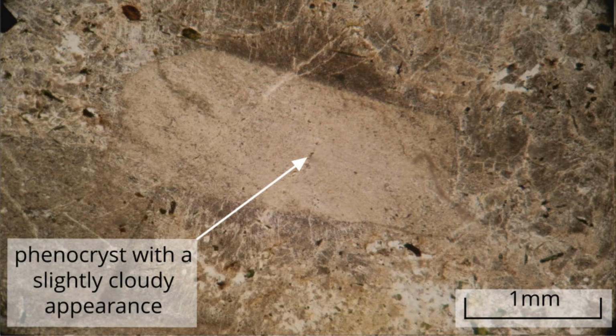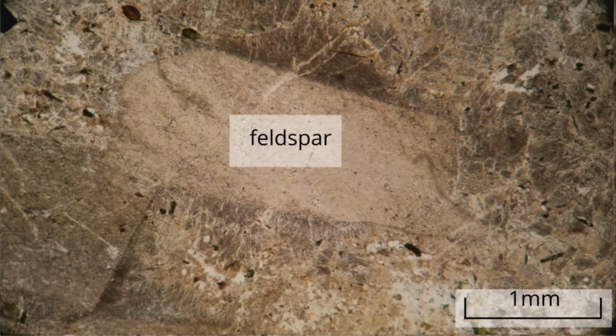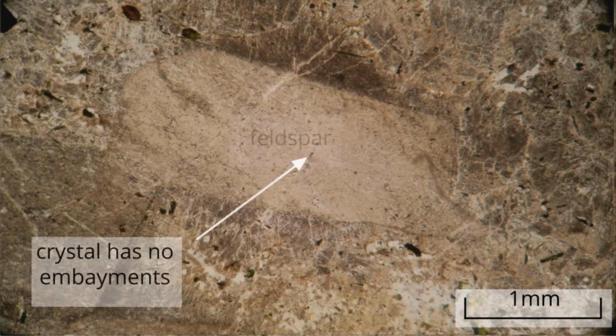Minerals that form phenocrysts that have a slightly cloudy or turbid appearance in plain polarized light are feldspars. Feldspars are often turbid like this because of alteration. These feldspar phenocrysts are subhedral but are not embayed. They are not embayed because they were in equilibrium with the host magma.